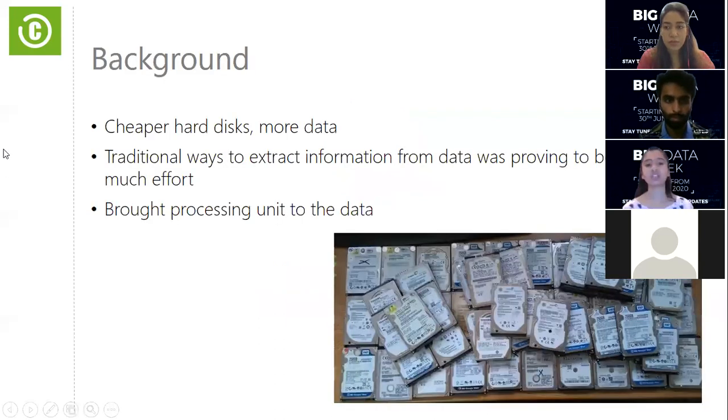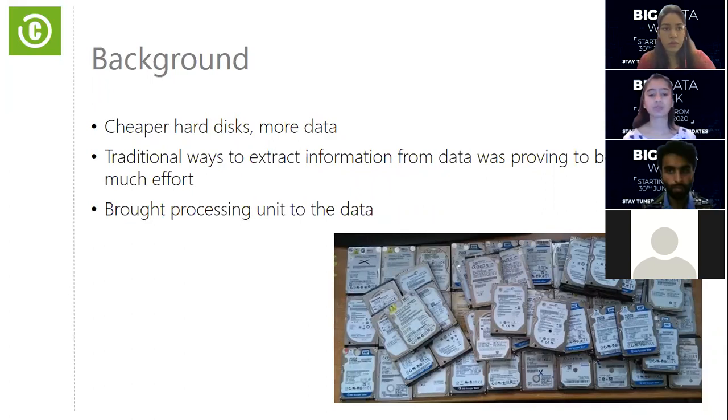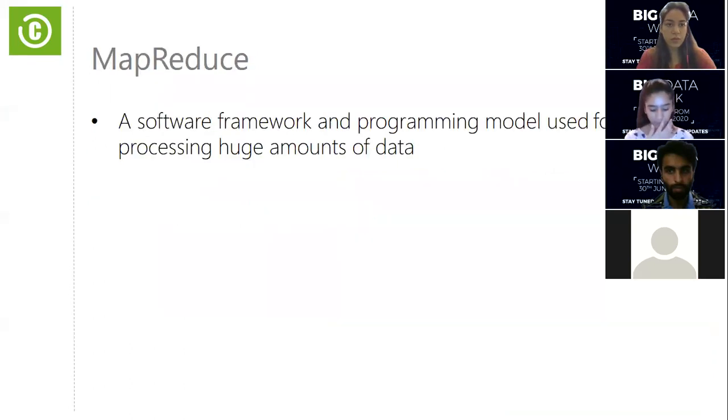During the dot-com bubble, which happened between the late 1990s and early 2000s, cheaper hard disks were being produced, which meant a lot of data was being produced. So there was a huge abundance of data. Because of that, the traditional ways to extract information from data and analyze data were proving to be too much effort because the data had to be brought to the processing unit. This was proving to be too much of a manual effort. So the solution was to bring the processing unit to the data. This gave rise to MapReduce.